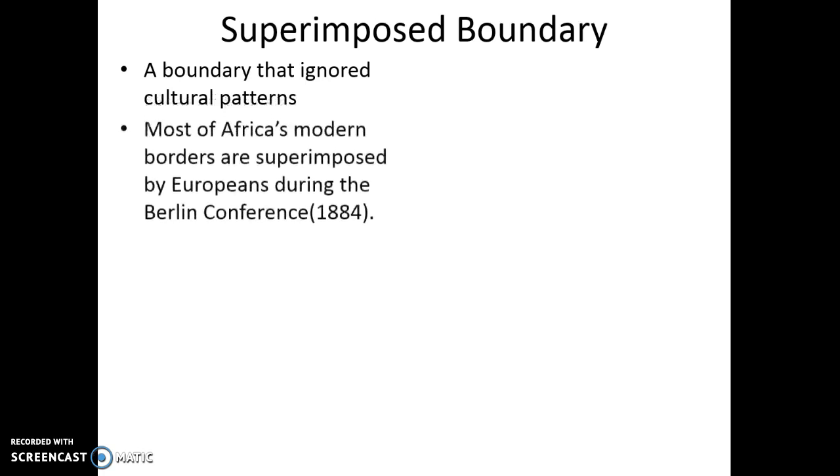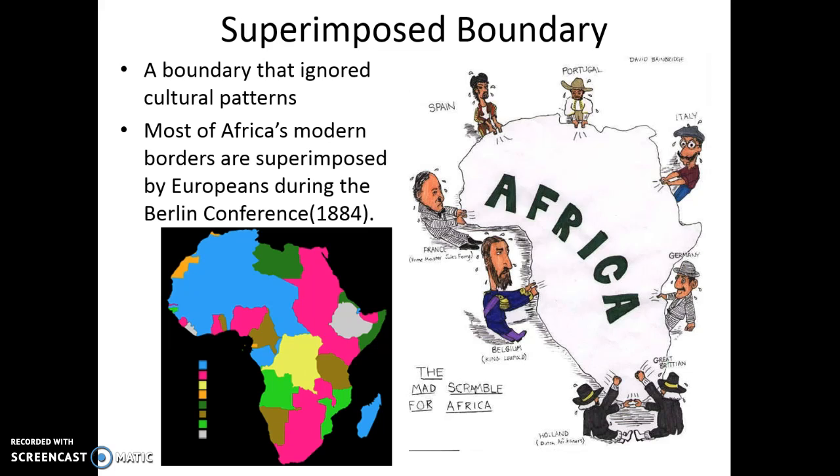Superimposed is a boundary that ignores cultural patterns. When you look at the modern Africa map, it was not established by people living in Africa. The borders and shapes of states were really designed by the Europeans looking to control aspects of Africa, because at that time it was seen as the more land your country had, the stronger you were. At the Berlin Conference in 1884 and 1885, European countries met to carve up Africa so that it would best fit them and give them the most resources.